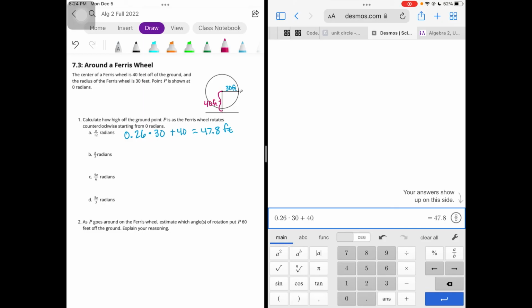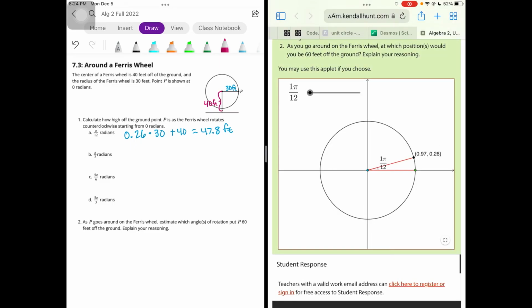All right, so for pi over 2 radians, remember that pi over 2 is all the way up here, right? So you are an entire radius above the center. So that's the radius plus how high we were from the center. So that's going to be 70 feet above the ground.